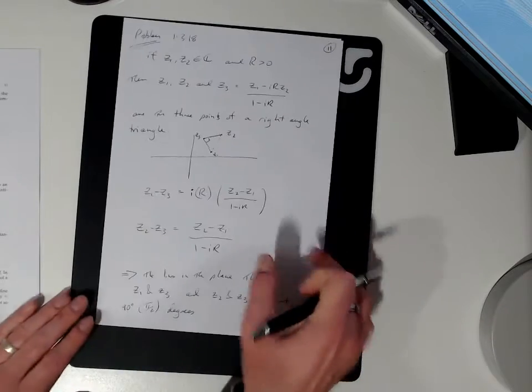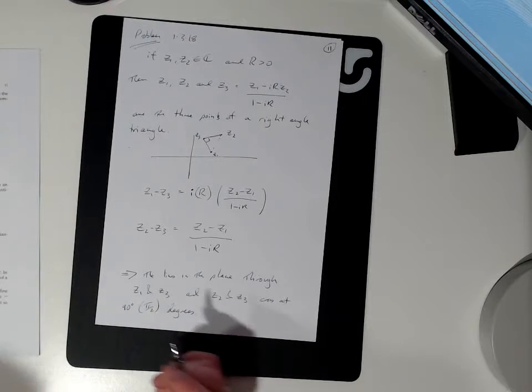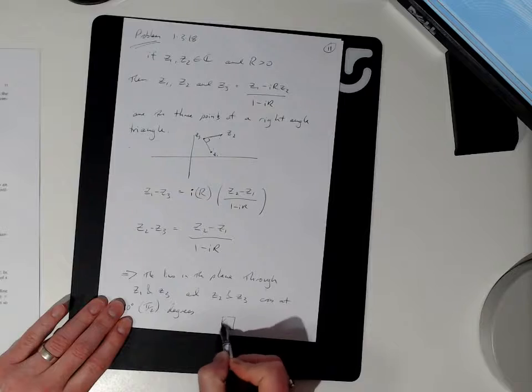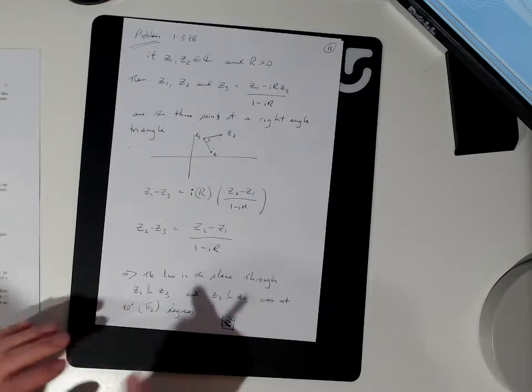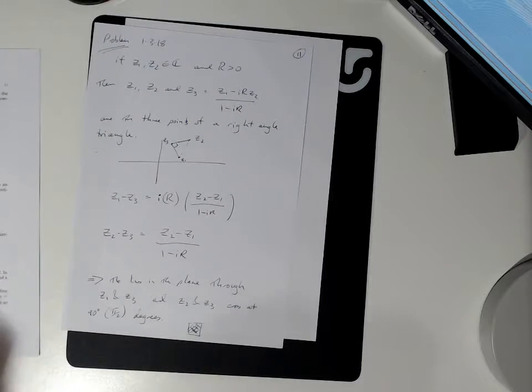And the last remaining line is between Z1 and Z2. And so the triangle, whose points are Z1, Z2, and Z3, must be a right-angled triangle. Now, if that's not super clear, if you're a little confused by that, just have a think about it.